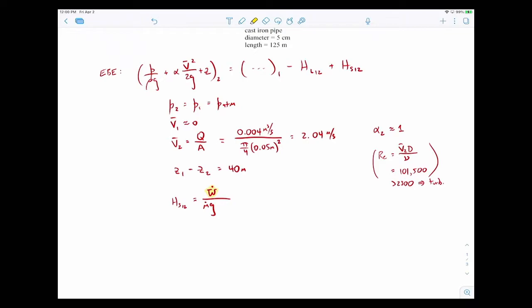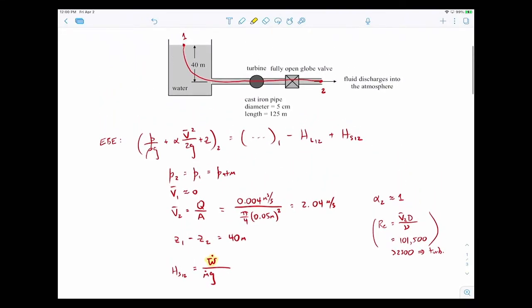Is the alpha that we found the same for both 1 and 2? Actually, the alpha for point 1 is just not defined because point 1 has 0 velocity. So 0 times anything, it doesn't even matter. But if you did want to calculate it, it would definitely be laminar, because the velocity is not 0 but super close to 0. That would make the Reynolds number really small, so it would effectively be laminar.